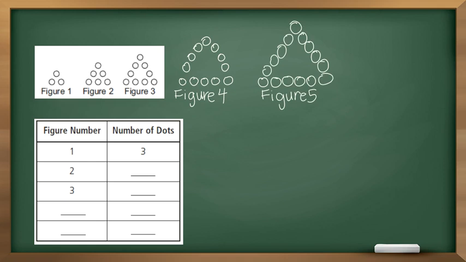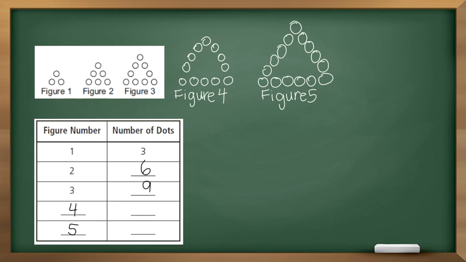They've already done the first one for us. Figure number 1 has 3 dots. Figure number 2, if we count, we have 1, 2, 3 on the bottom, then 4, 5, 6. So there are 6 dots in figure 2. Then figure 3, we're counting 1, 2, 3, 4, 5, 6, 7, 8, 9. So we have 9 there.